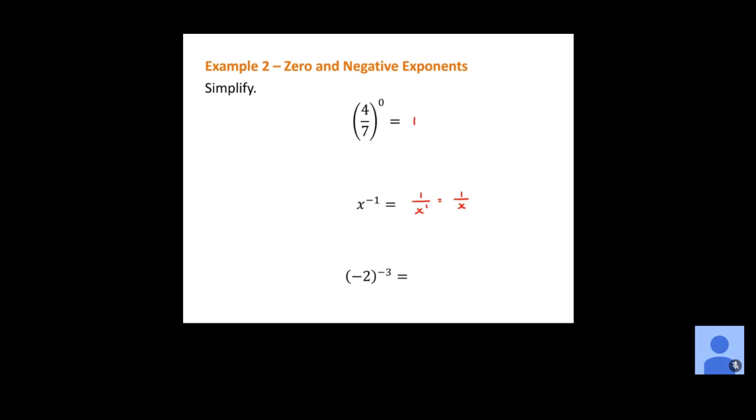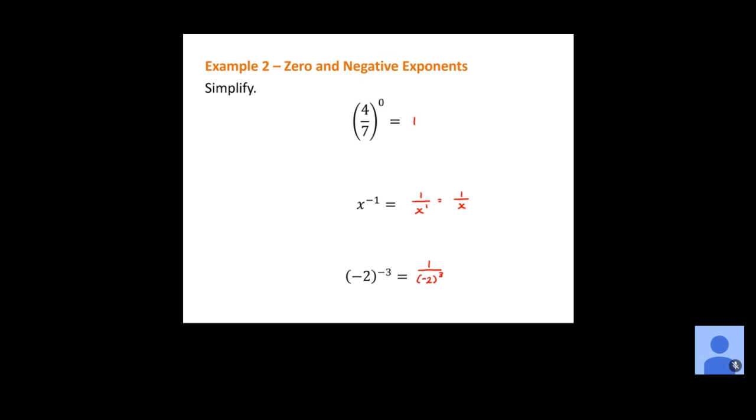Okay, and then this last one here, we have -2 raised to the -3 power. So the first thing I'm going to do is get rid of that negative exponent by moving this whole thing to the denominator. So that's going to turn into 1 over -2 to the +3 power.